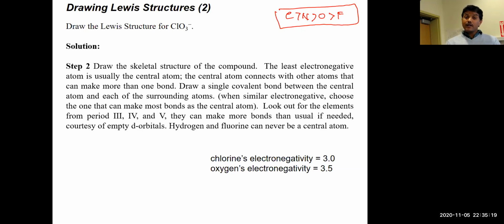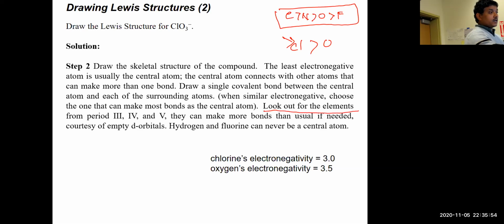So you have chlorine and oxygen. This is the trickiest example. This is the most challenging example. But we have to discuss these examples because we are in general chemistry, right? So between chlorine and oxygen, think about which one is more electronegative. If you check the chart, you would find that chlorine has an electronegativity value of 3, oxygen has an electronegativity value of 3.5, which means chlorine has to be your central atom. Okay, how do you know how to choose?